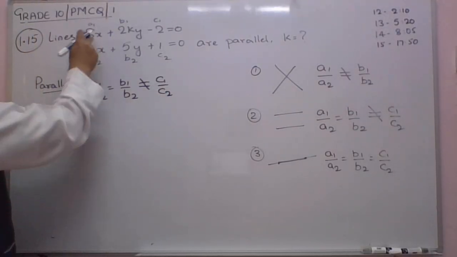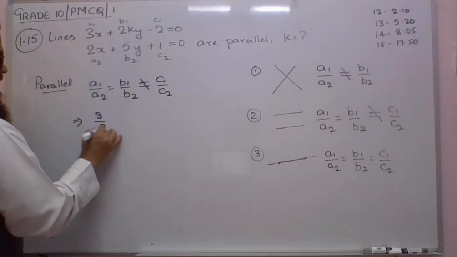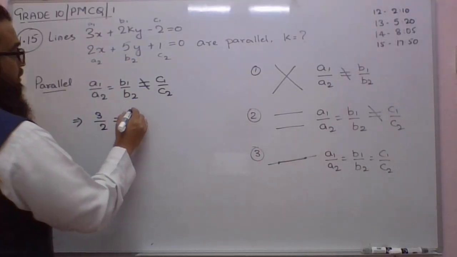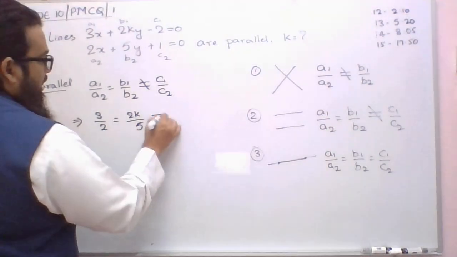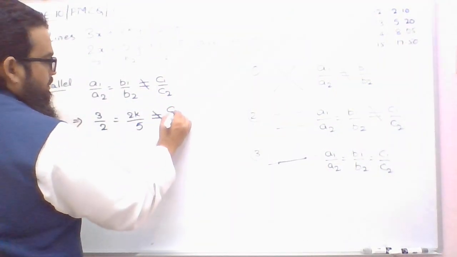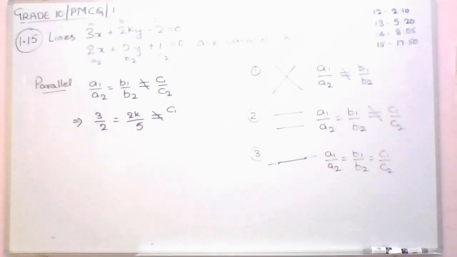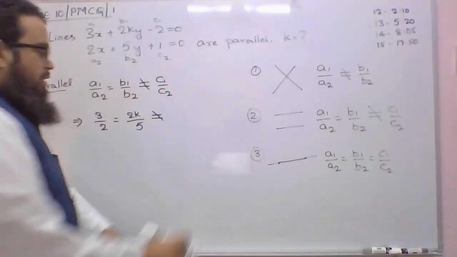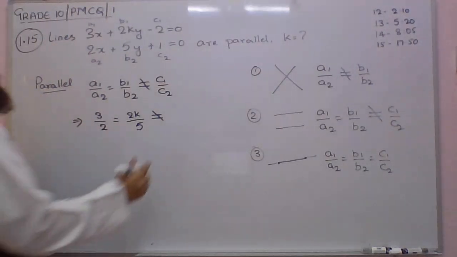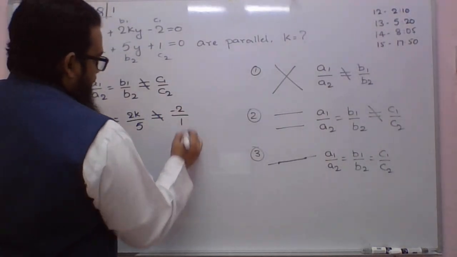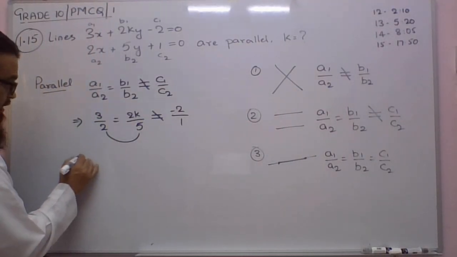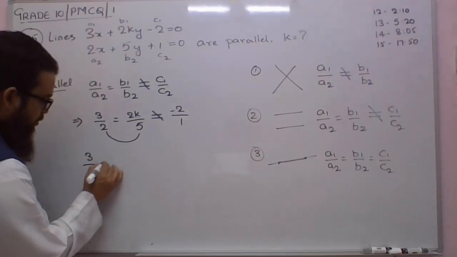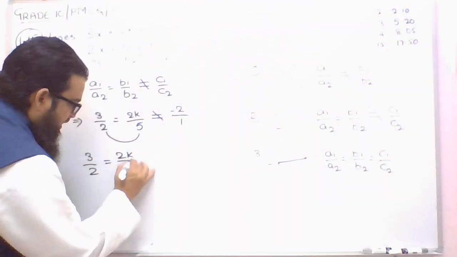So what is A1? 3 by 2 is equal to what is B1? 2k. 2k by 5. And it is not equal to, so what is C1? C1 is minus 2 divided by 1. So now when these two are equal, let us take these two first. 3 by 2 is equal to 2k by 5.